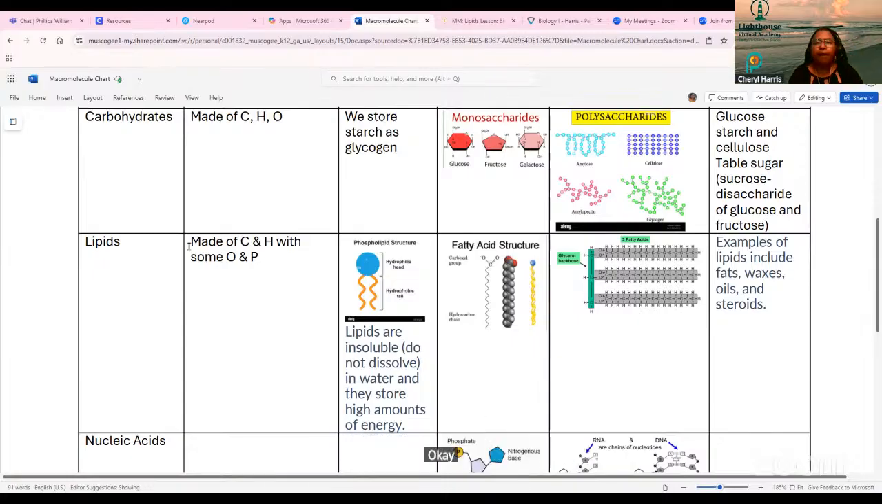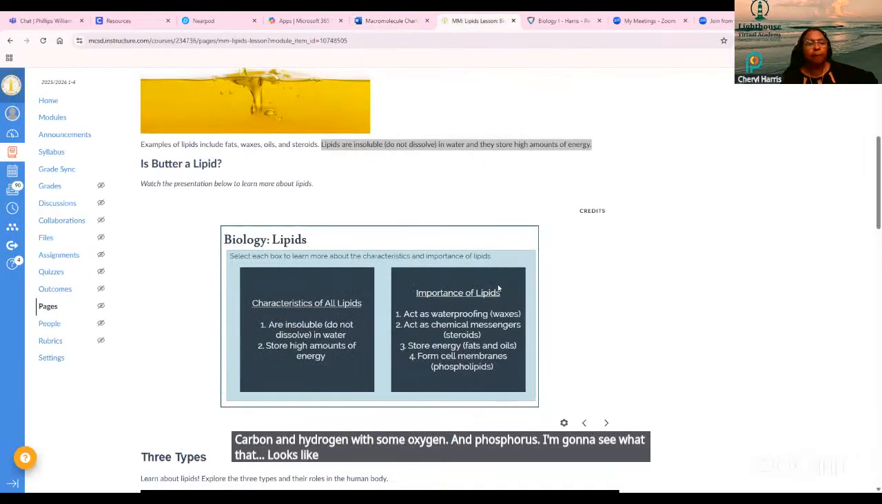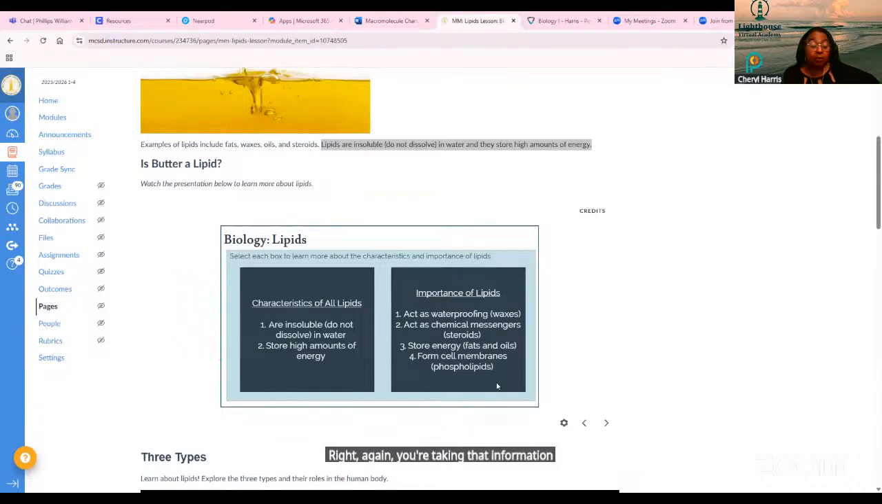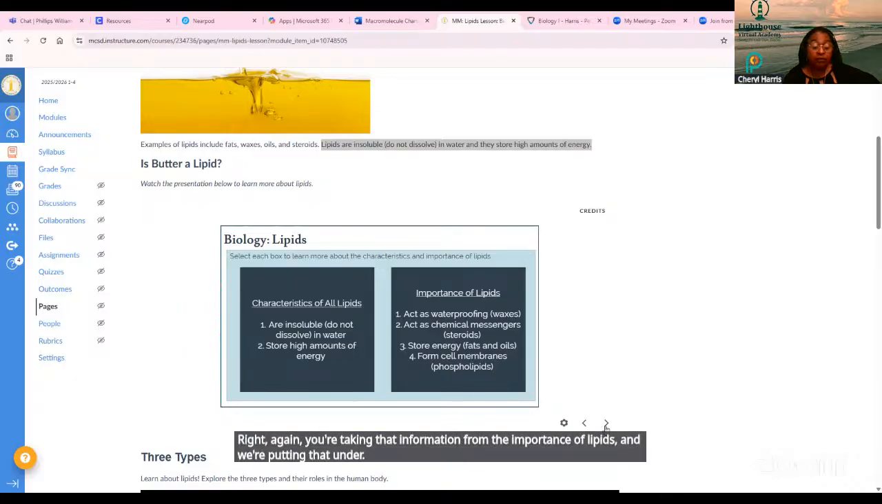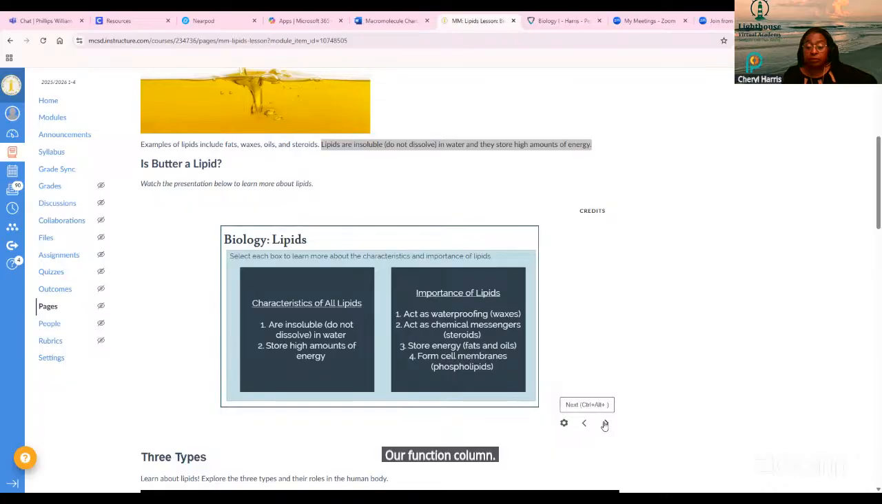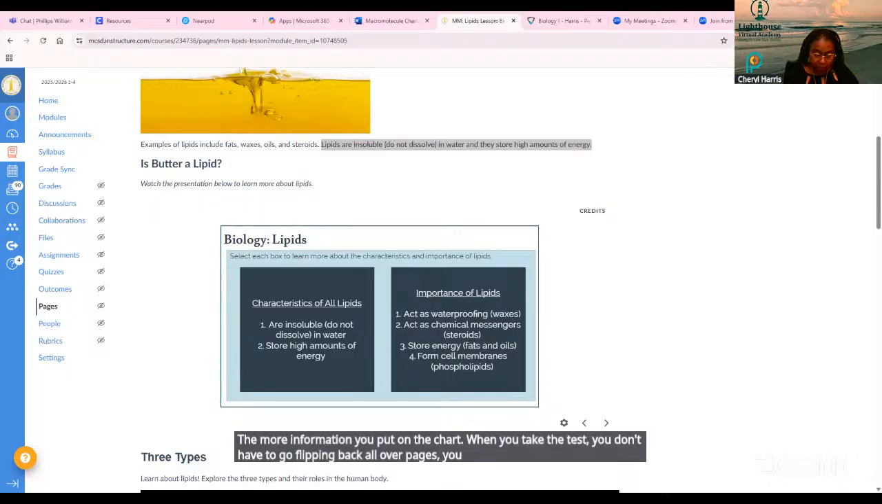Okay. All right, so all of that goes up underneath: made of carbon and hydrogen with some oxygen and phosphorus. I'm going to see what that looks like in a minute. Again, you're taking that information from the importance of lipids and we're putting that under our function column. Everybody should be going back and forth between Canvas and your macromolecule chart. The more information you put on the chart, when you take the test, you don't have to go flipping back all over pages. You have one document to look at.